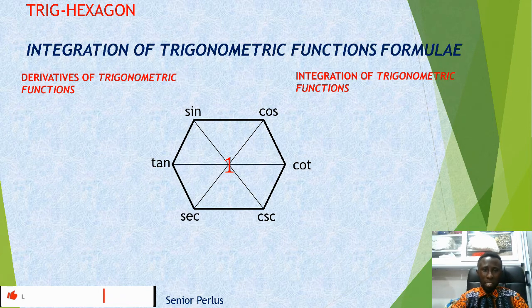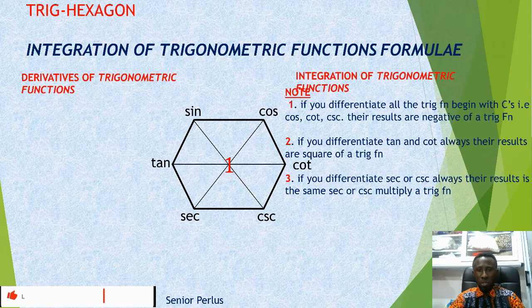Please take note of this. 1. If we differentiate all trig functions beginning with c, that is cos, cot, cosec, their results are negative of a trig function. 2. If we differentiate tan and cot, always their results are square of a trig function. 3. If we differentiate sec or cosec, always their results are the same sec or cosec multiplying a trig function.